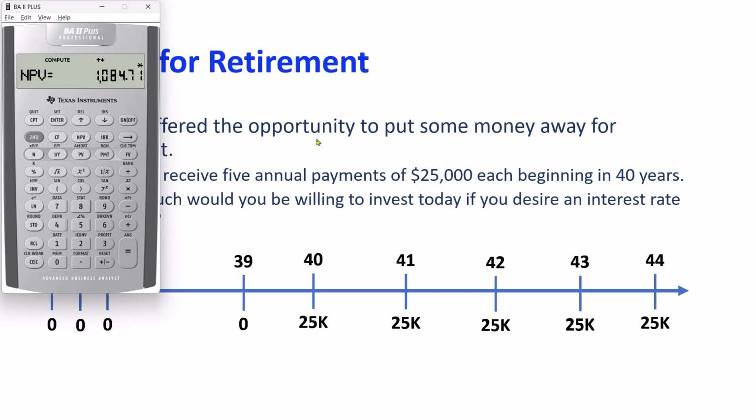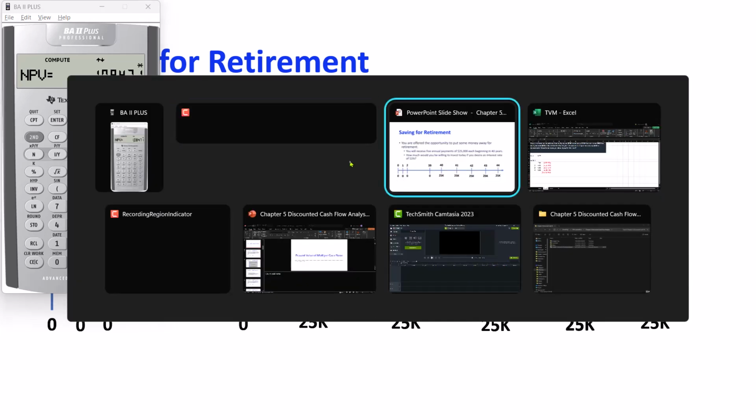So if you put down $1,084 today, you can receive $25,000 starting from year 40 for 5 years. Okay, so let's look at the Excel sheet.